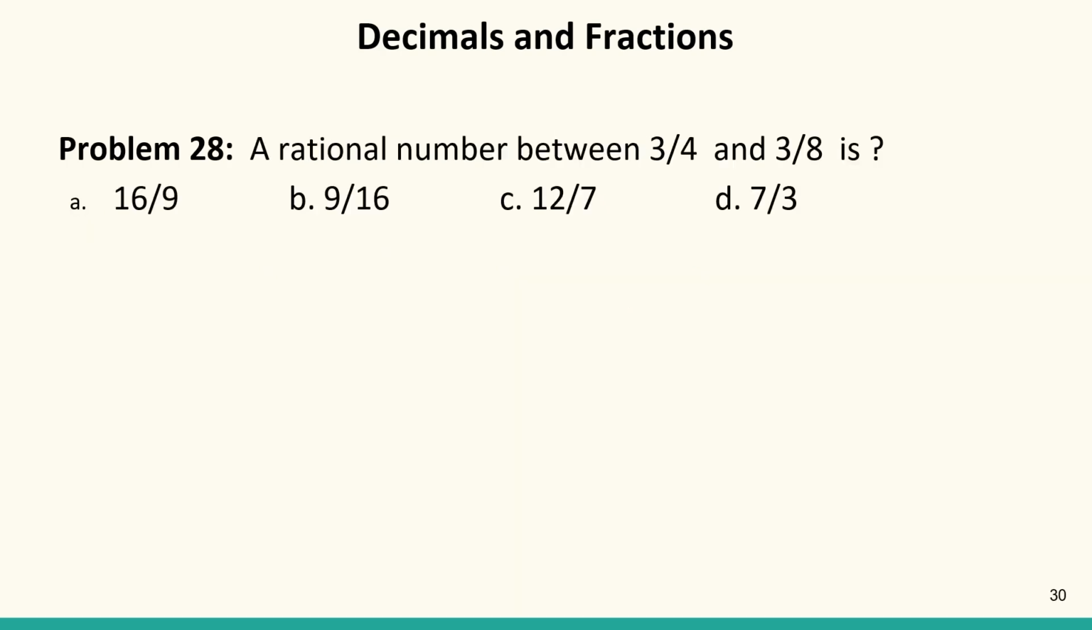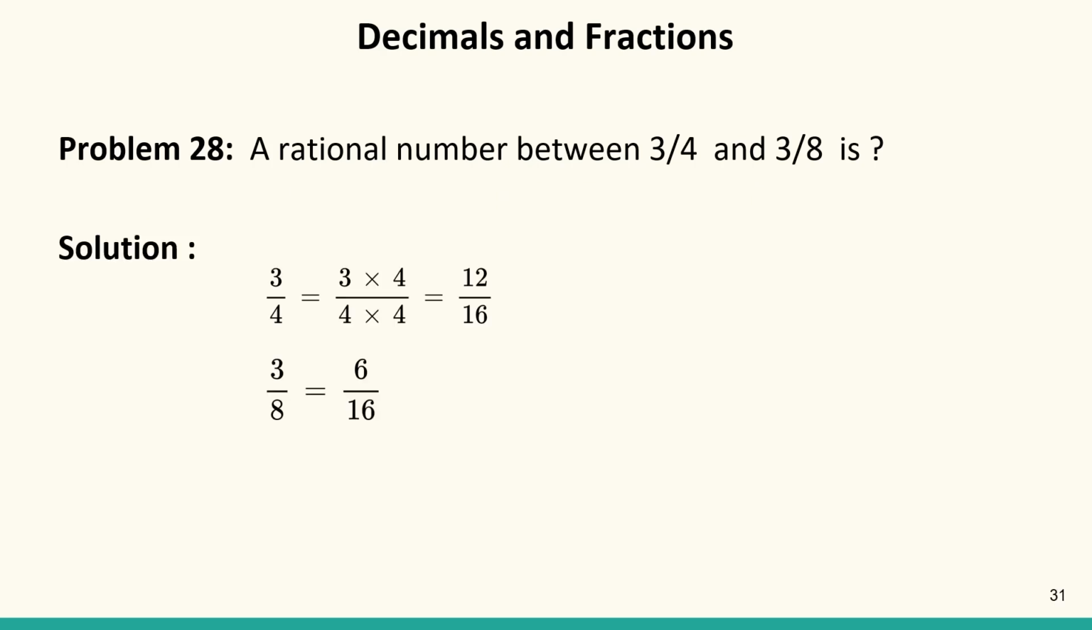Next: which of the following numbers is a rational number that lies between 3 by 4 and 3 by 8? The numbers given to us are 16 by 9, 9 by 16, 12 by 7, and 7 by 3. So let's see. 3 by 4 is equal to 12 by 16, and 3 by 8 is equal to 6 by 16.